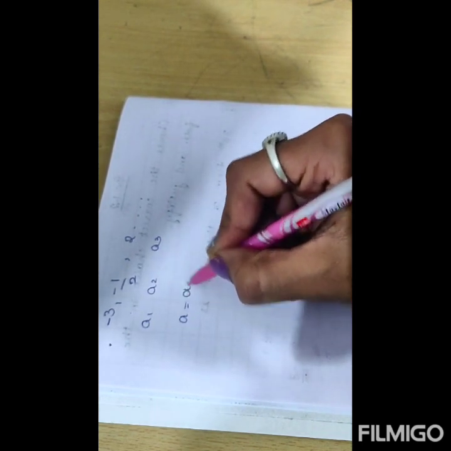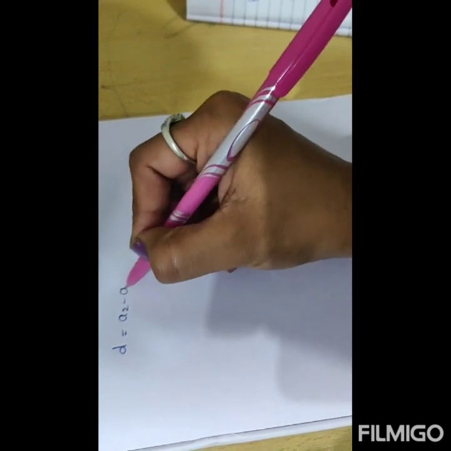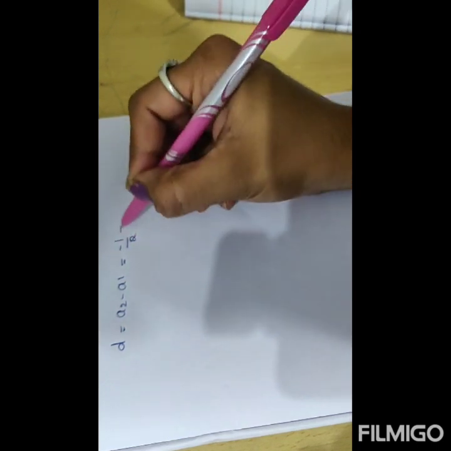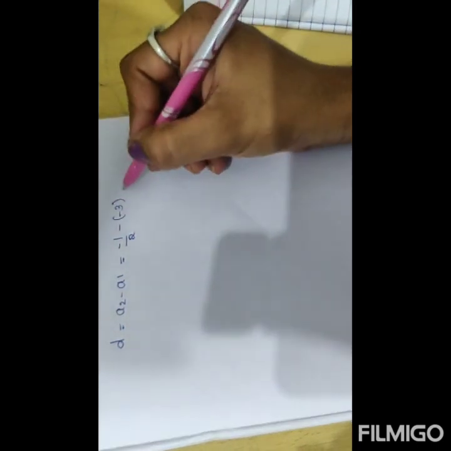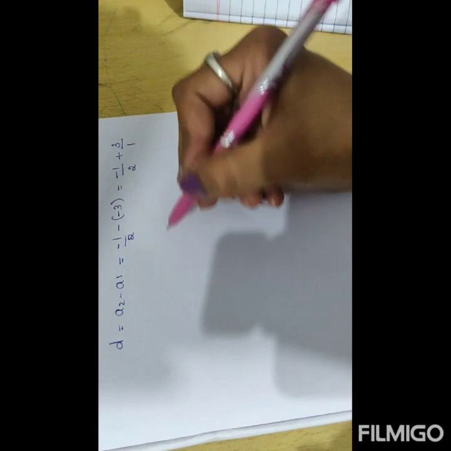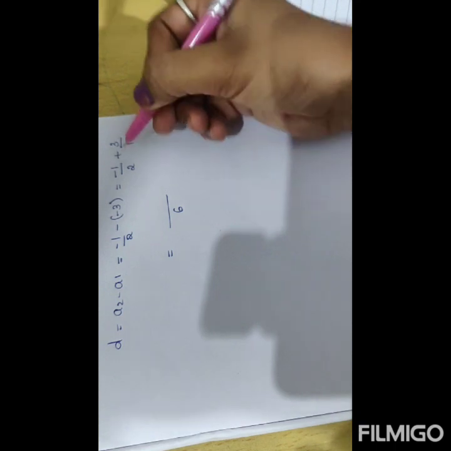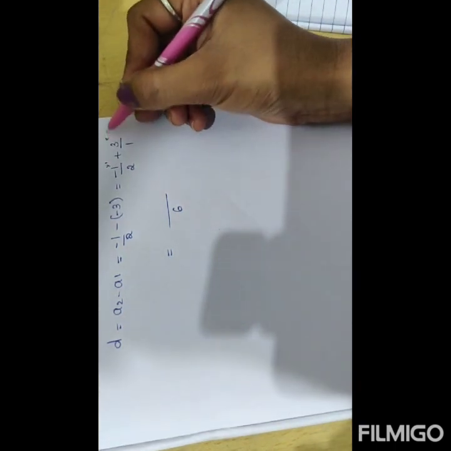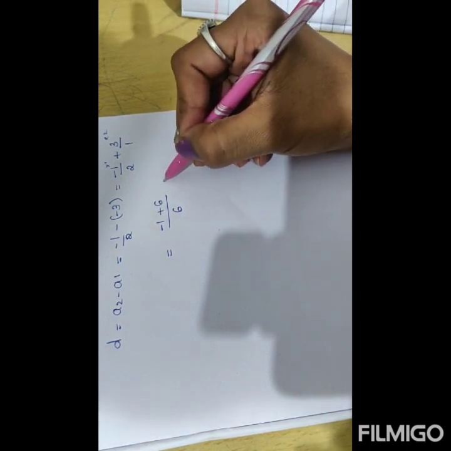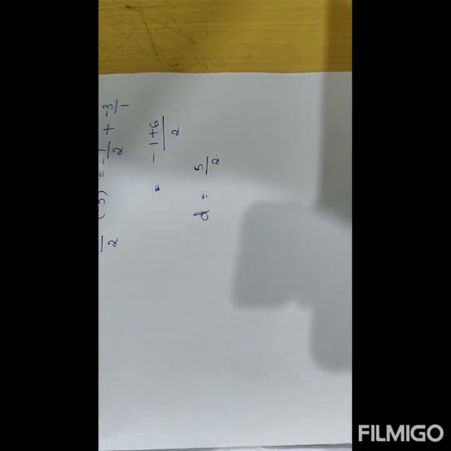So A is nothing but A1, that is minus 3. We know that D is equal to A2 minus A1. Here A2 minus A1 is minus 1 by 2 minus of minus 3, that's equal to minus 1 by 2 plus 3 by 1. So we have to take the LCM for 2 and 1, it will be 2. So the answer will be plus 6 over 2, minus 1 plus 6. Okay. So D is equal to 5 by 2.